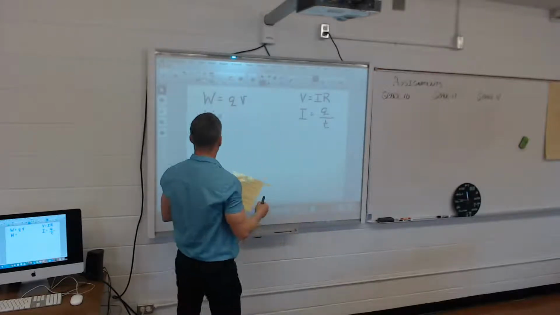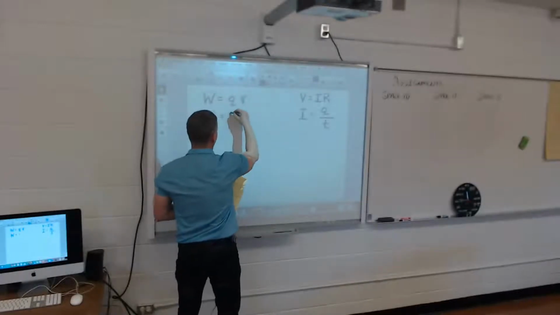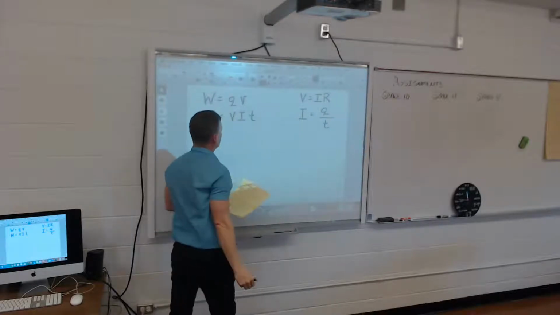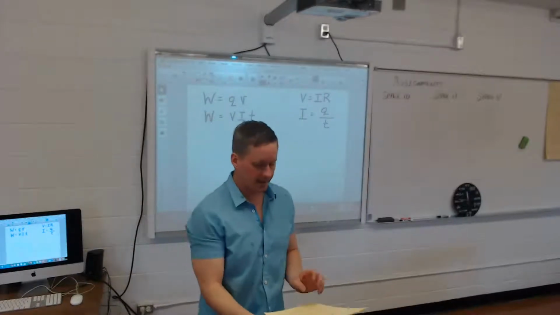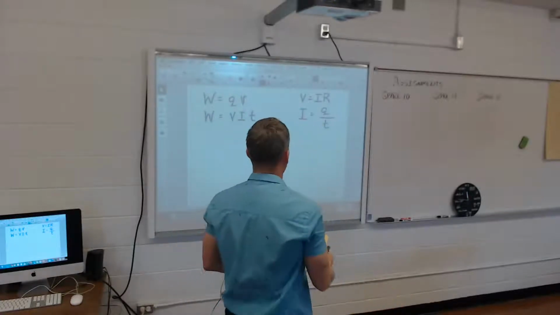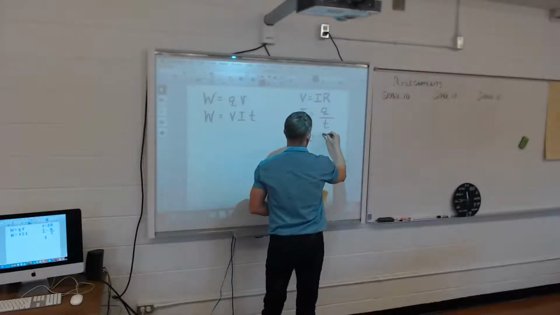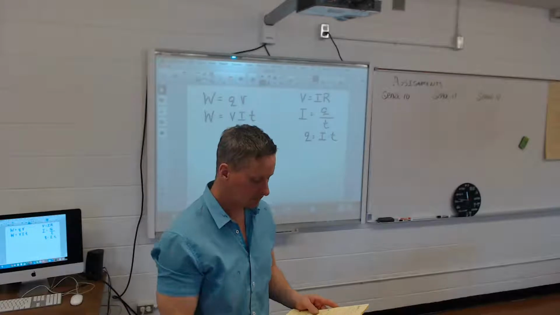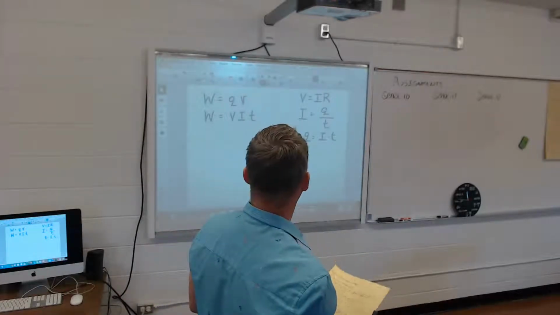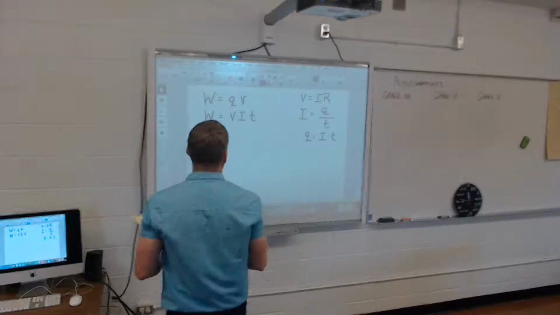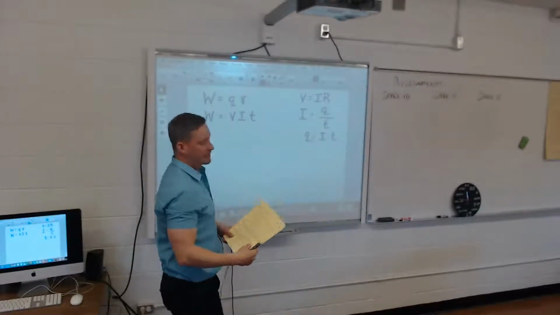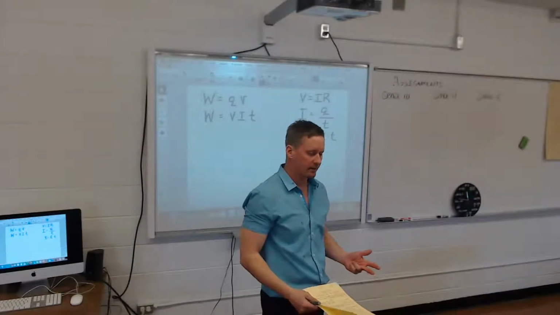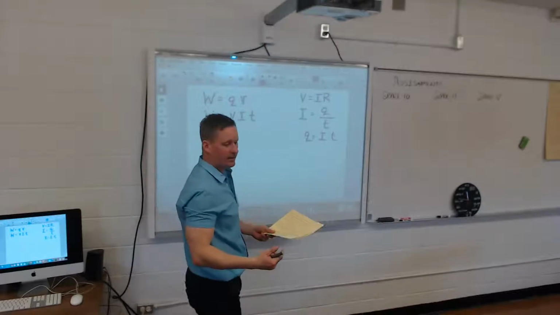So I can do a little converting. The very first equation that we want to work with is work equal to V times I times T, because I change this to Q equals IT. This allows me to find the amount of energy used if I know my potential difference, my current, and the amount of time that it's acting. So there's one thing I can do it for.